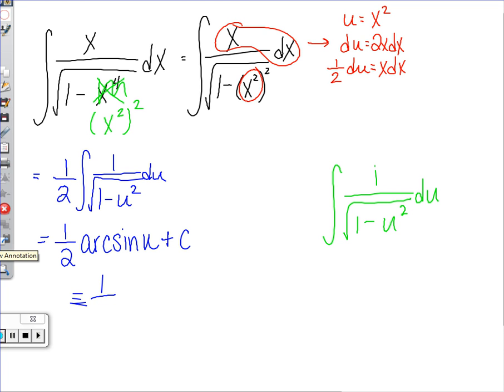So we get 1 half arc sine of, instead of u, we say x squared, plus d. Cool? So far, so good. Okay. Next.